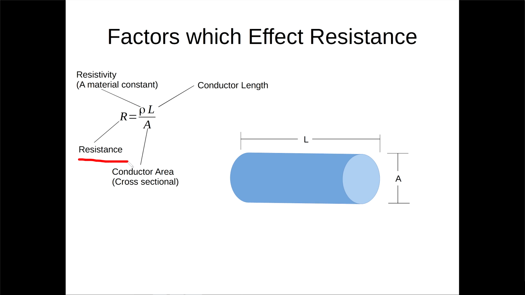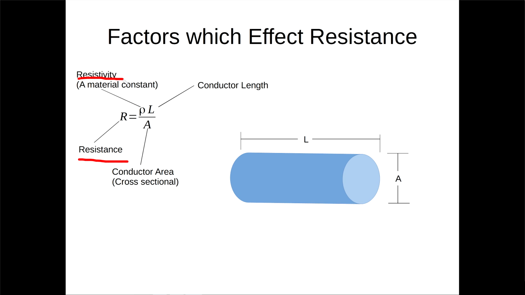So this R is the resistance, and as we can see, it's directly proportional to these two top elements, one of which is resistivity, and that's a material constant. The units for that are actually ohm meters, and you can go online and look up the resistivity of just about any material.